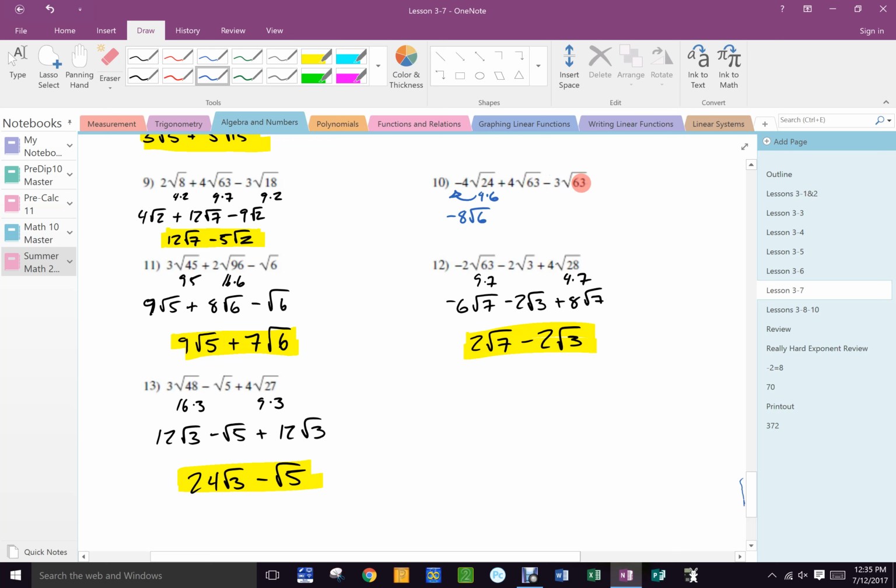Because they're both 63, let's simplify now. What's 4 minus 3? 1. So I only have 1 root 63 there, don't I? 63 is 9 times 7, yes? What's the square root of 9? 3. So what comes out? 3. So I have negative 8 root 6 plus 3 root, what did I leave under there? 7. Okay? That's it. Good?